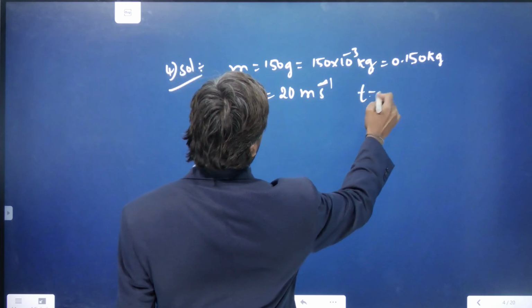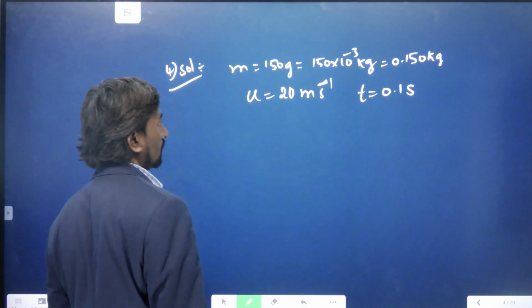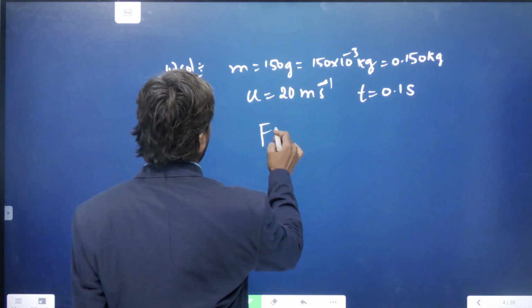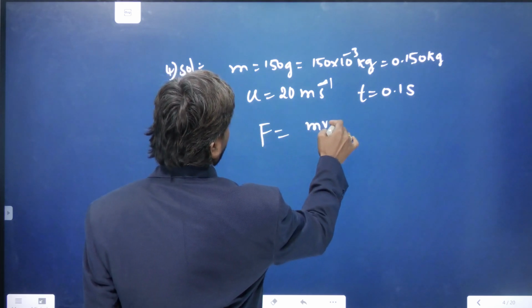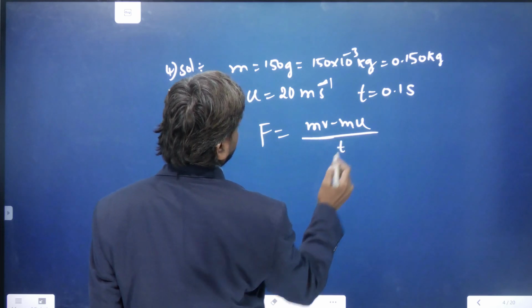So the time taken is 0.1 second. Then they are asking what is the force exerted. So force is nothing but, what is the formula there? F is equal to (mv minus mu) divided by time.